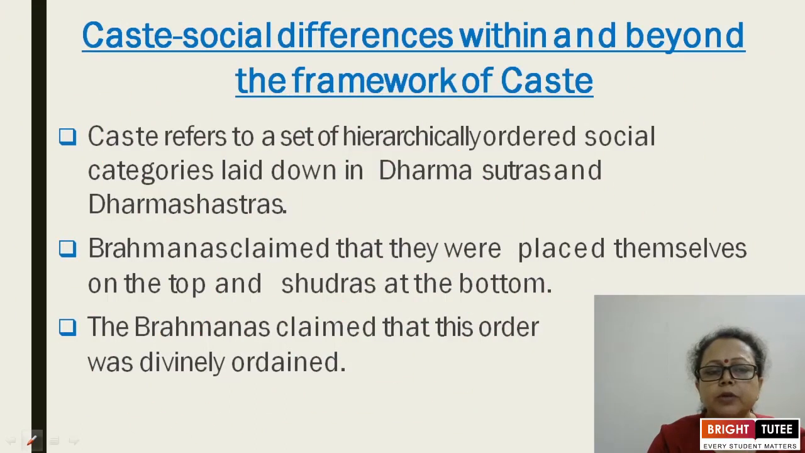Now we will study caste, social differences within and beyond the framework of caste. Caste refers to a set of hierarchically ordered social categories laid down in the Dharma Sutras and Dharma Shastras. Brahmins claim that they placed themselves at the top and Shudras at the bottom. This categorization was done by the Brahmins. They maintained this as a social order in society. The Brahmins claim that this order was divinely ordained, meaning not prepared or enforced by them, but a divine order.